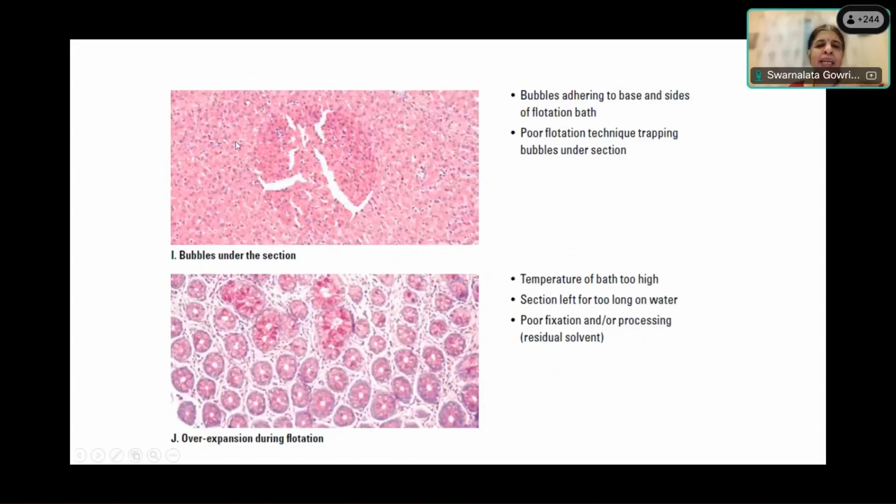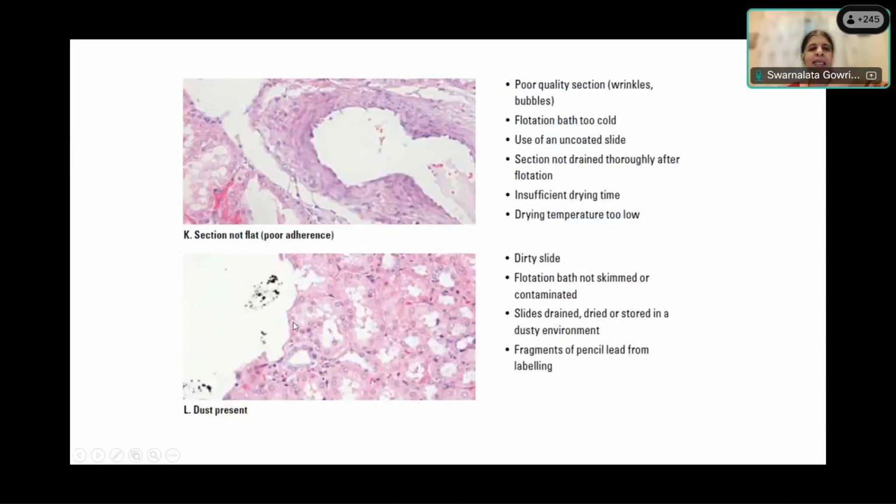Here is one where rest of the tissue is okay, and here alone there's some disruption, and that's because sometimes air bubbles get under the tissue when you are picking up the section. Similar one over here, it can cause, when the temperature of the water bath is too high, you can get artifacts like this. Here is one, poor quality sections, either because of bubbles or because part of your tissue is well processed, part of it is not so well processed.